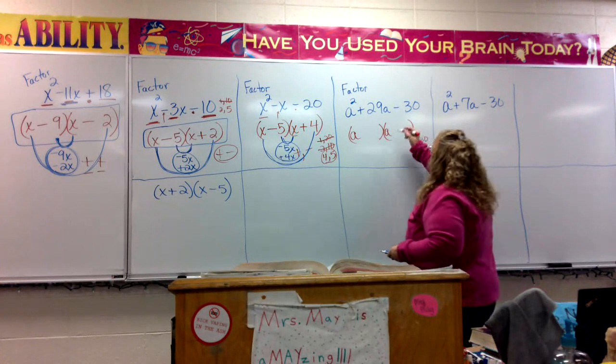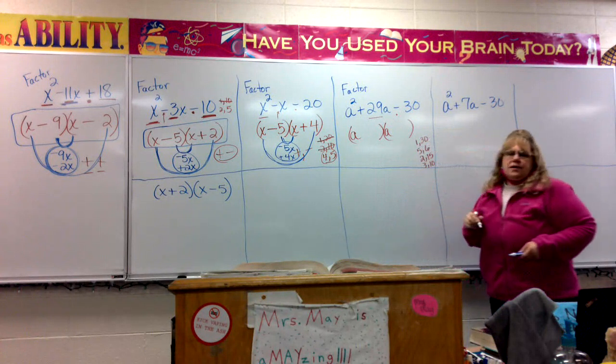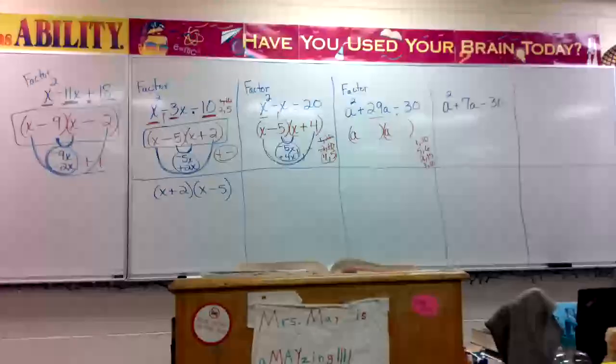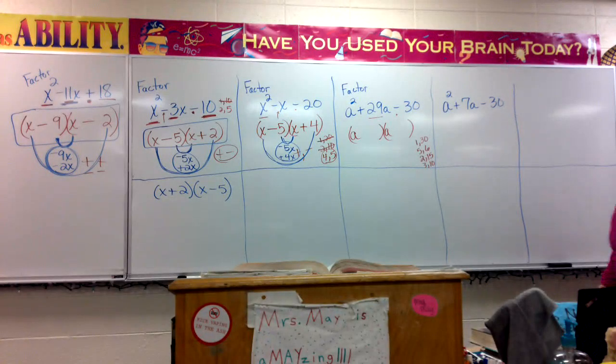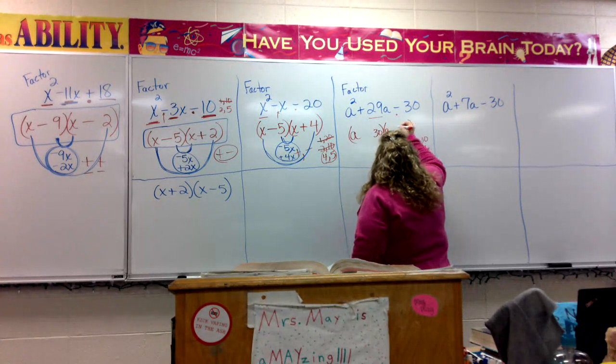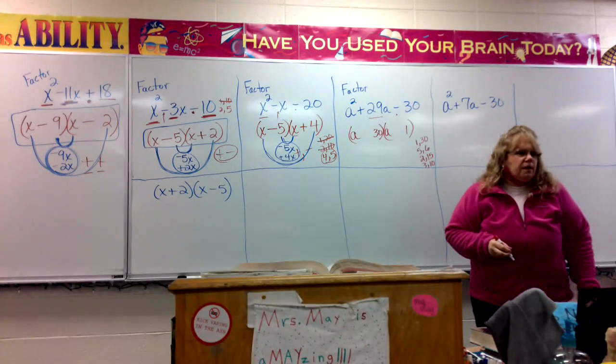Now, I need the pair that will subtract to that value right there. It has to subtract to 29. Is there a pair that would subtract to 29? 30 and 1? You're lucky it's right on top. 30 and 1. Or 1 and 30, doesn't matter which goes where.